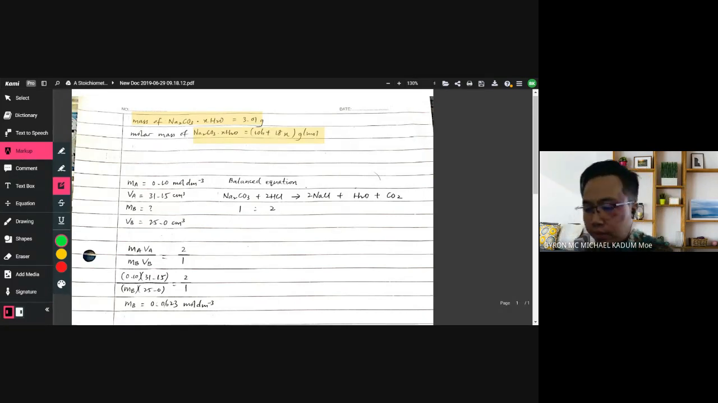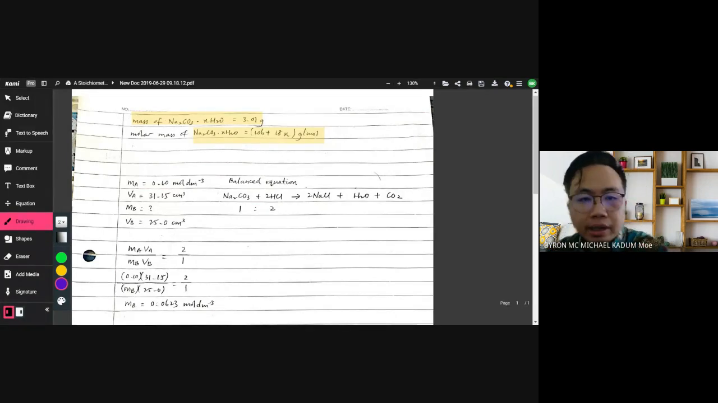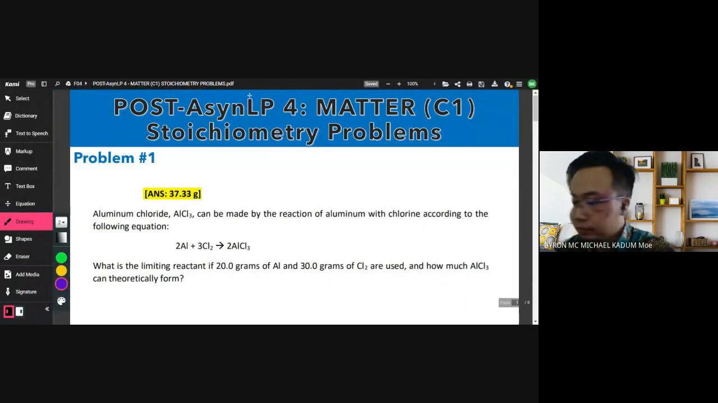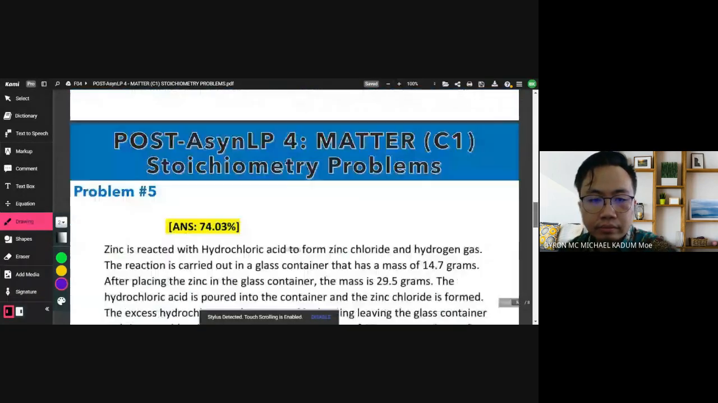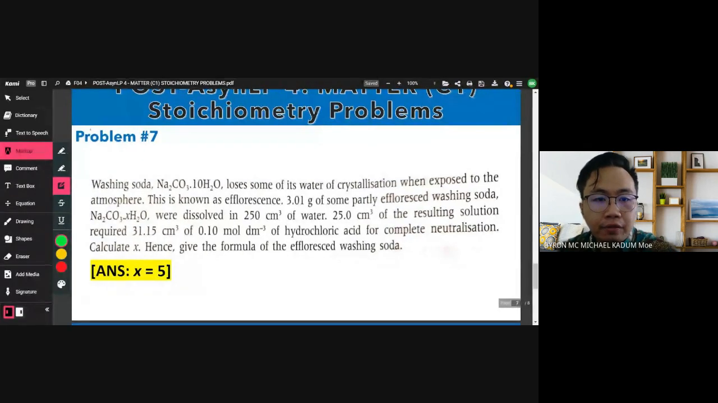Okay. Let me draw first, so you can see more clearly. In the question just now, it tells us, when we read the question, let's look back here. 3.10 grams. Okay. If you look here, it says 3.10 grams of some partly efflorescent washing soda dissolved in 250 centimeter cubed of water.